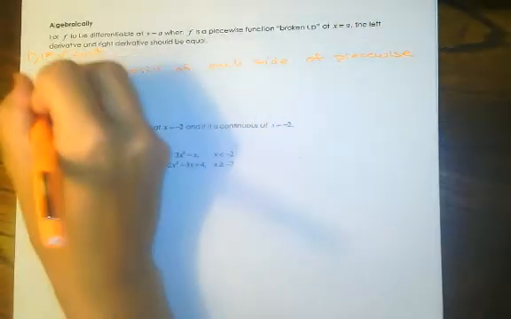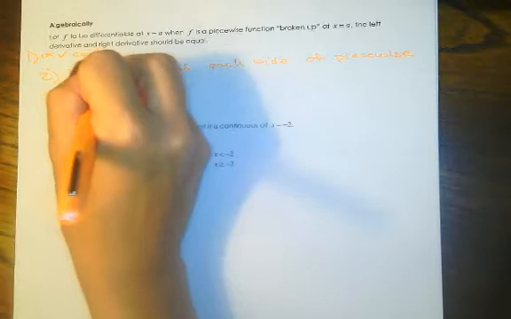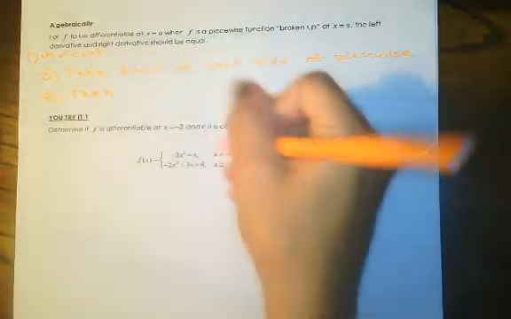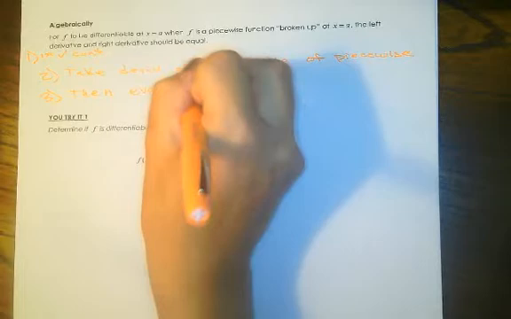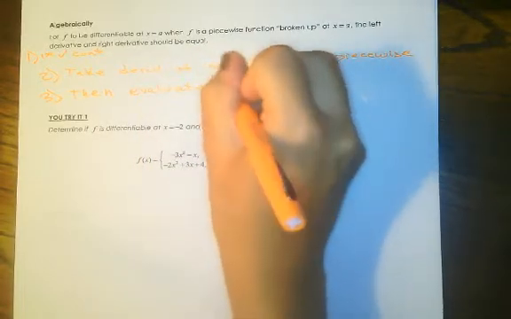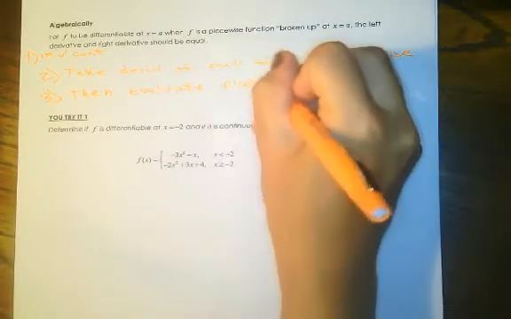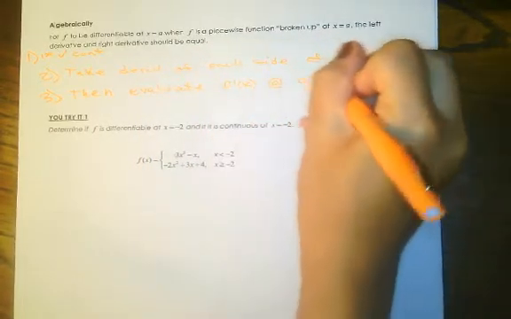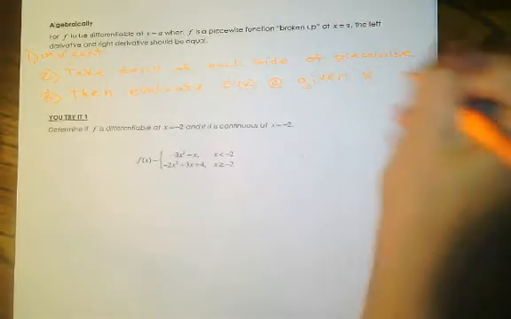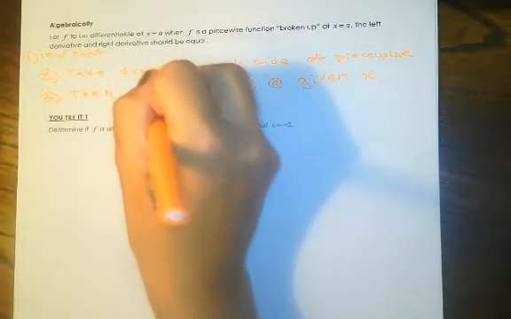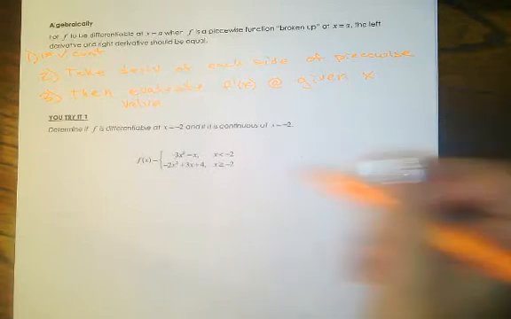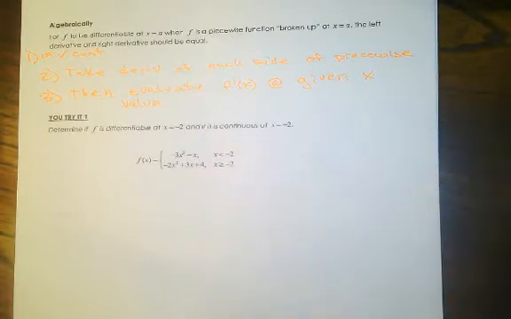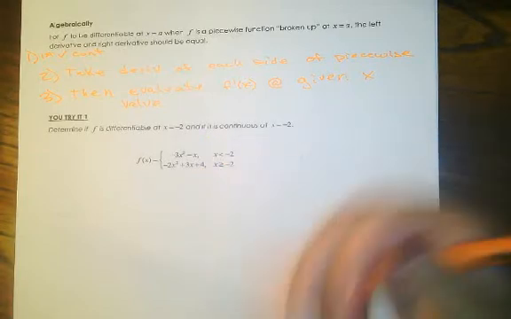Then plug in, then evaluate at the given x value. Then evaluate the derivative, so f prime of x, at the given x value. And you're going to see if they're the same. If the evaluation at the x value of the derivatives is the same coming from the left and coming from the right, then we say that it is differentiable. So that's kind of your plan.